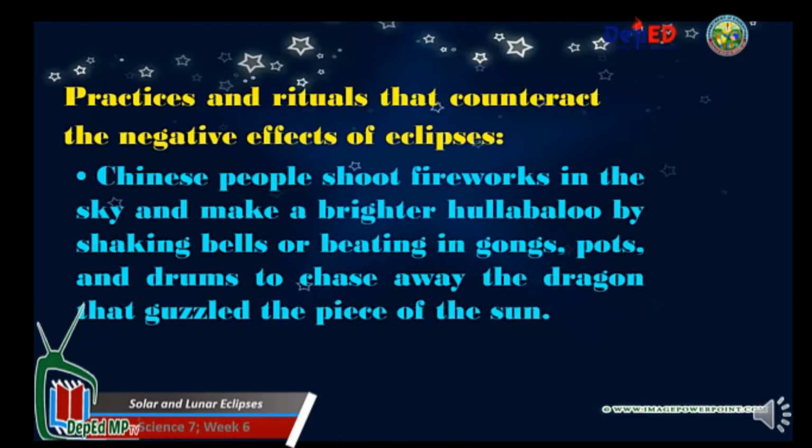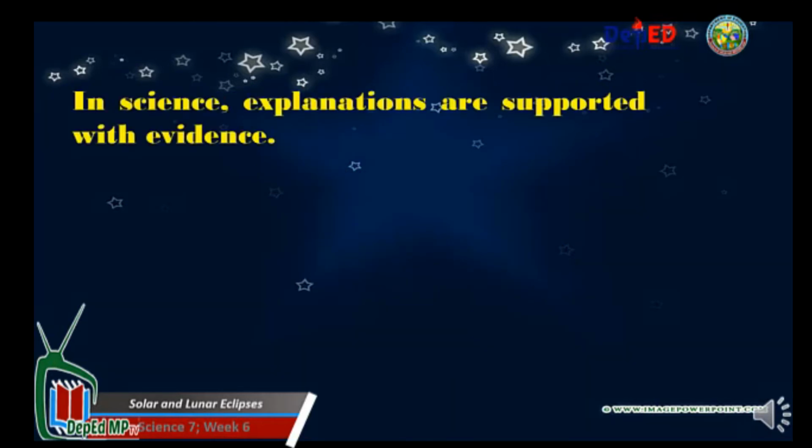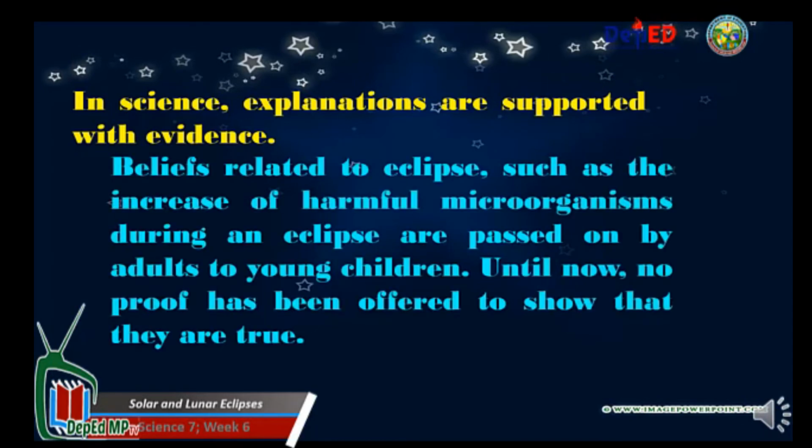Chinese people shoot fireworks in the sky and make a loud hullabaloo by shaking bells or beating drums and pots to chase away the dragon that guzzled the face of the sun. In science, explanations are always supported with evidence. Beliefs related to eclipses, such as the increase of harmful microorganisms during an eclipse, are passed on by adults to young children. Until now, no proof has been offered to show that they are true.